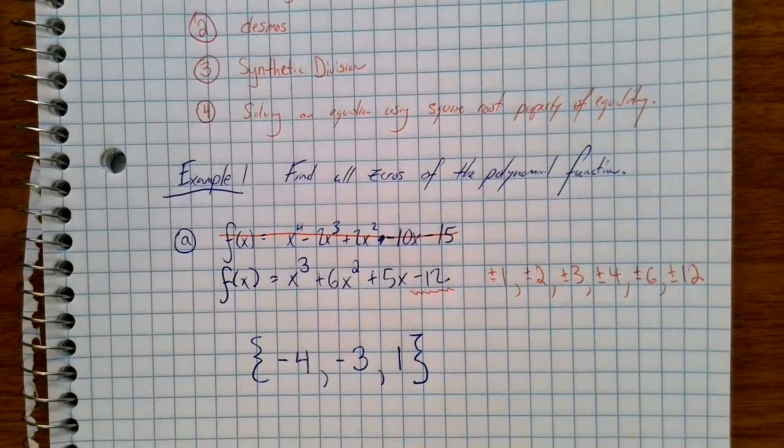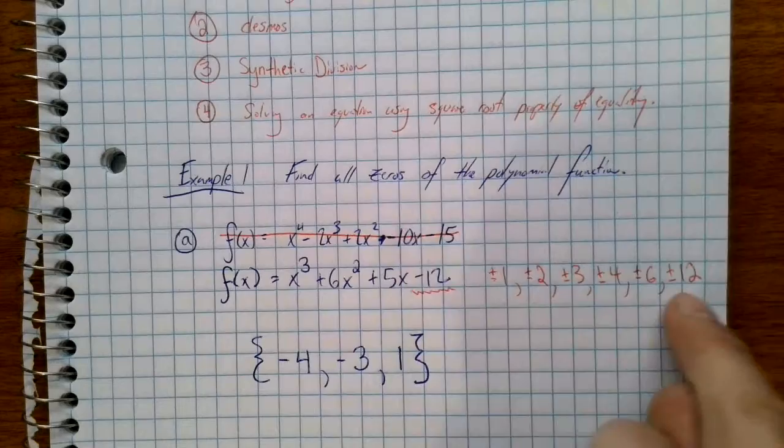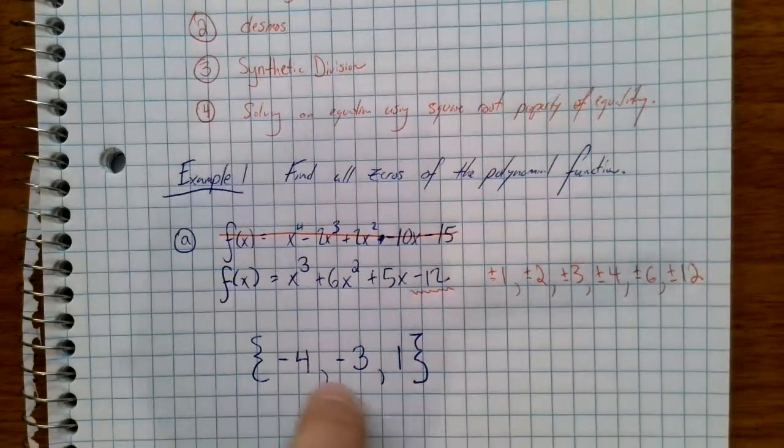Okay, so that reviews what we did yesterday. Listing all of the factors for our constant term, then graphing the function and identifying which of these values actually corresponds to the zeros of the function.